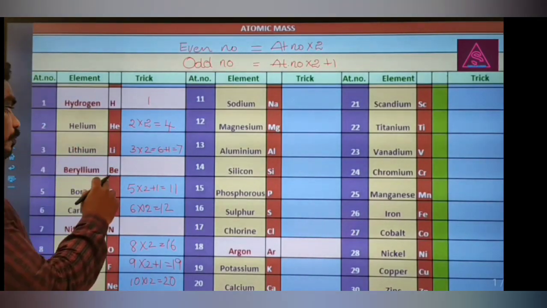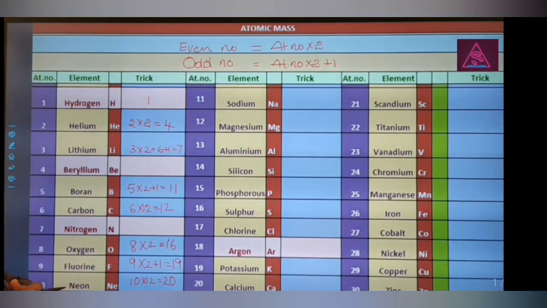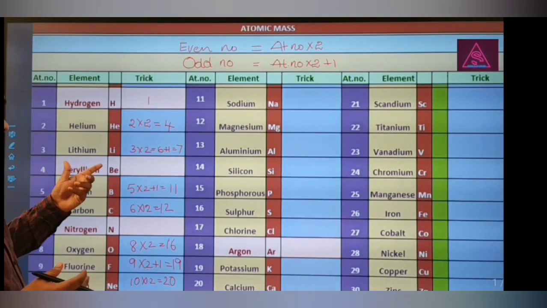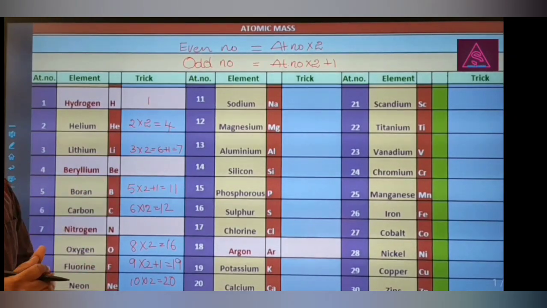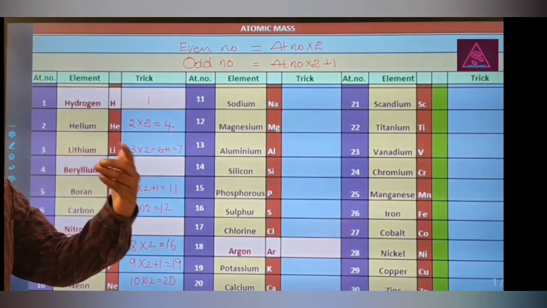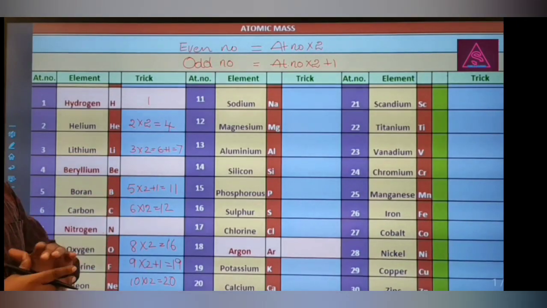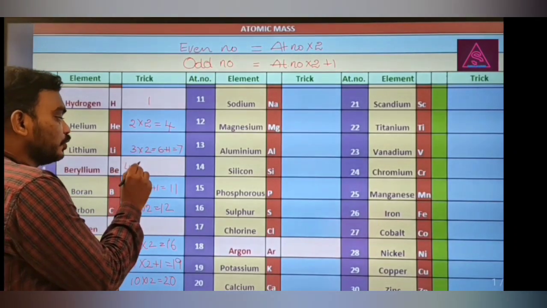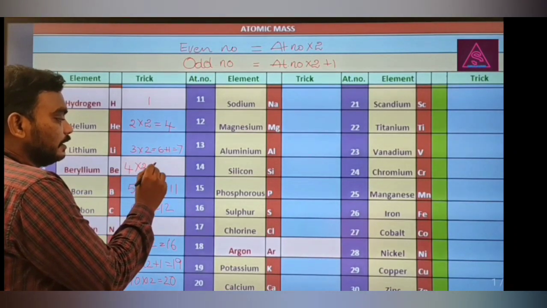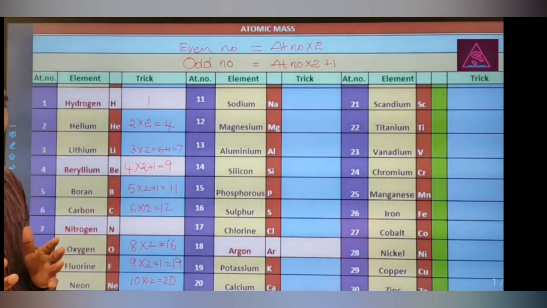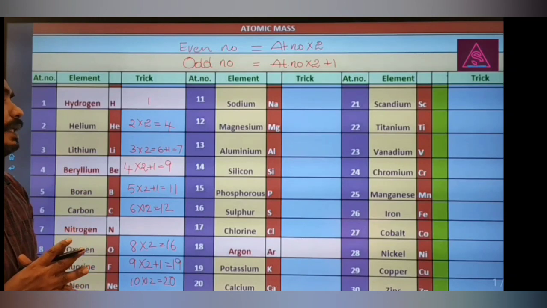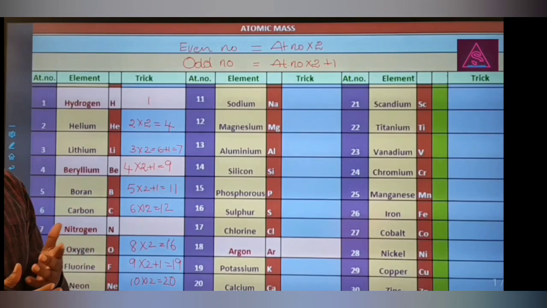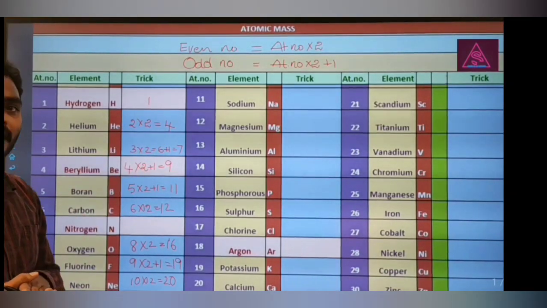Here there are two exceptions, one is beryllium and the second one is nitrogen. How do we remember the atomic mass of beryllium? Here it is an even number, but even though it is an even number, we have to take it as an odd number. For example, beryllium atomic number 4 into 2 plus 1, that is equal to total 9. Particularly for beryllium, we take it as an odd number and use the odd number formula.